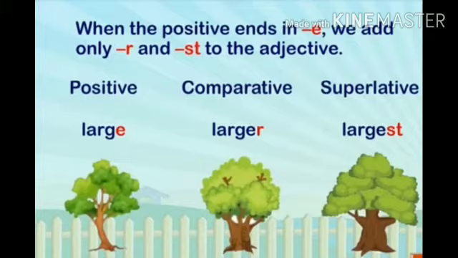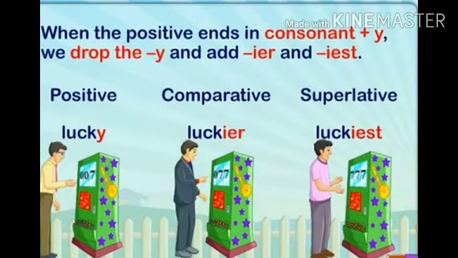The word large, when changed to comparative, will become larger, and when changed to superlative, it will become largest. Next rule, when the positive ends in consonant plus y, we drop the y and add IER and IEST. Here in the example you can see it is written lucky. When changed to comparative, y is dropped. We have added IER, and for the superlative degree, again y is dropped and we have added IEST, luckiest.